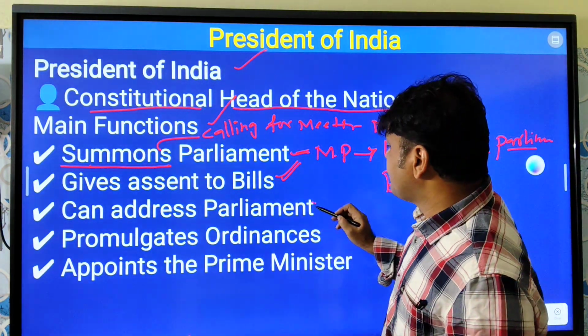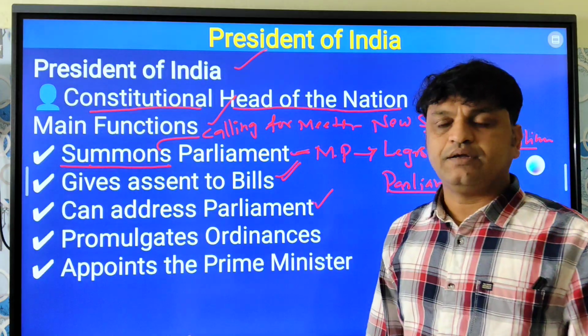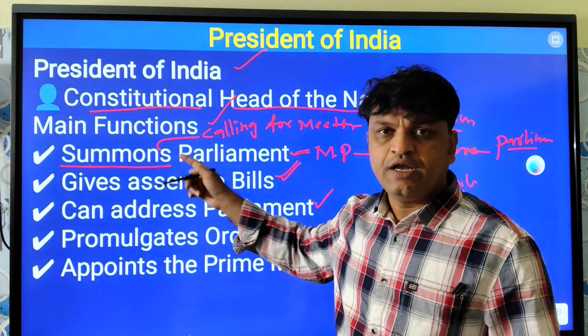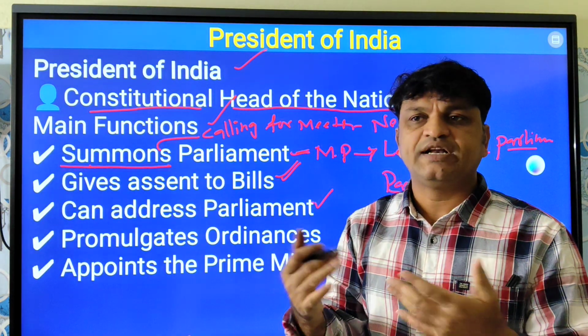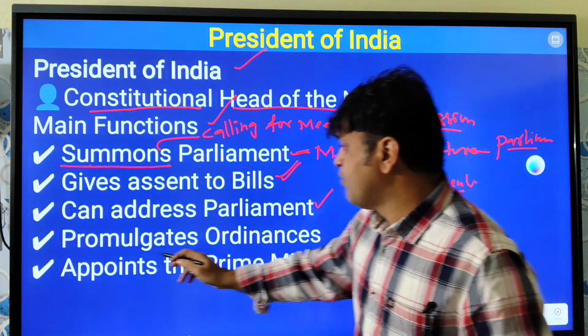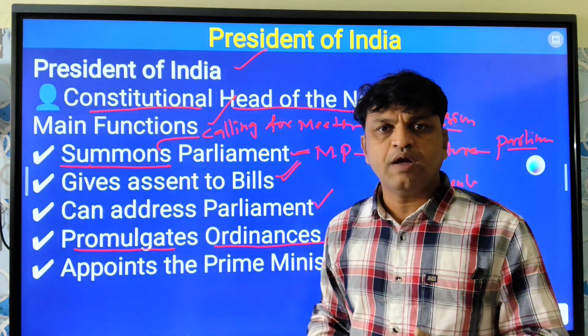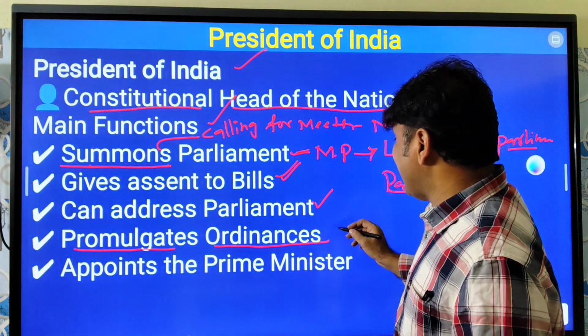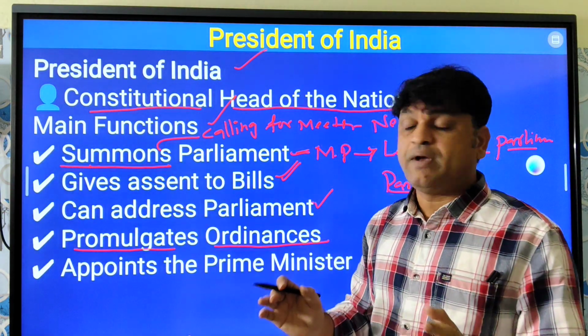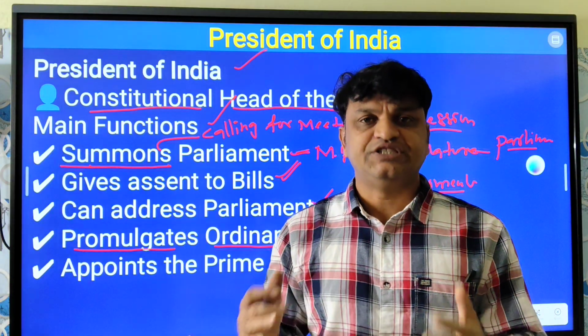Next, he can address the parliament. For the new session, it is the duty of the president to address the parliament and promulgate the ordinances. What do you mean by promulgate? He will give assent to the ordinances when the parliament is not in session.